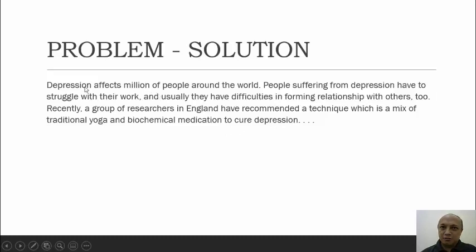See, this is the first, you state the problem about depression. Depression is a problem, and you say a little bit more about depression. Yeah, you write that it makes difficulties in forming relationships, and it also troubles the sufferers when they have to work, etc., etc. And then you come to the solution. This is the solution. The solution is a group of researchers in England have come up with a technique which is a mix of traditional yoga and biochemical medication. So first you present the problem and then you give the solution. Okay? Yeah.